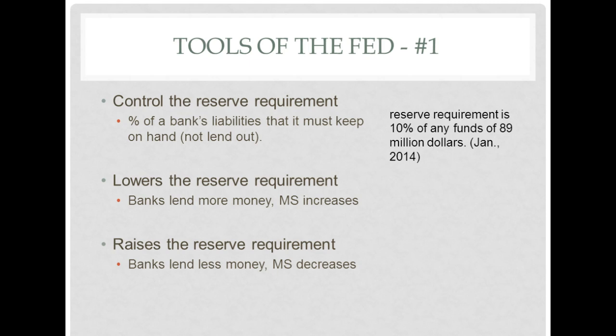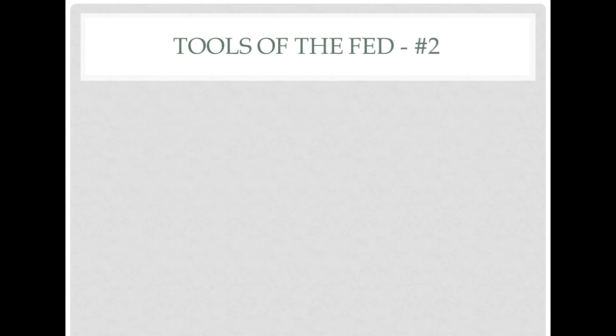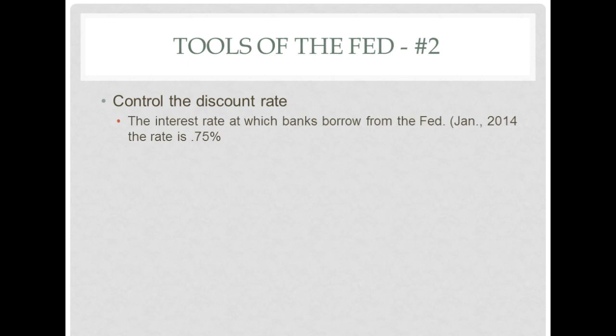So because that's all true, the Fed uses the reserve requirement from time to time to help control how much money there is. So again, if it lowers the reserve requirement, banks will lend more money and the money supply will increase. If it raises the reserve requirement, banks will lend less money and therefore the money supply will decrease. That's tool number one. Tool number two of the Fed is what's called the discount rate. We'll start by defining that. The discount rate is the interest rate at which banks borrow from the Fed.